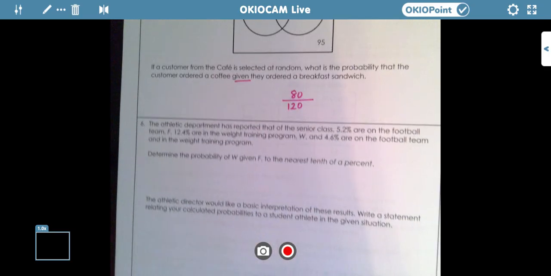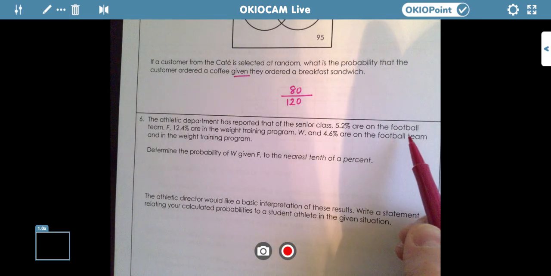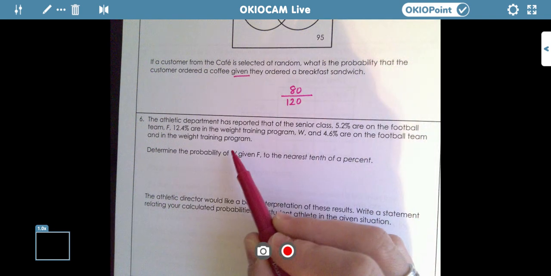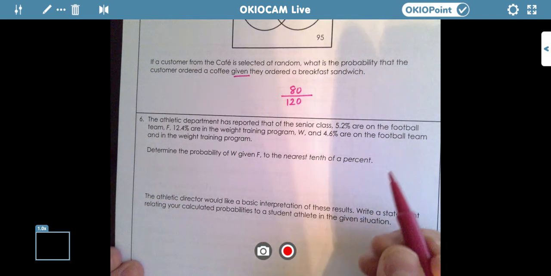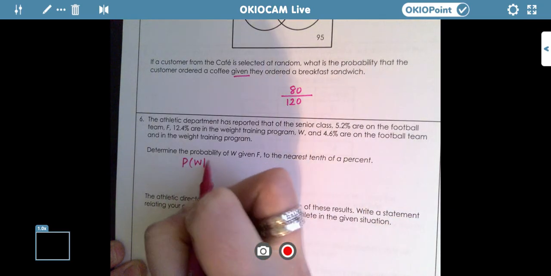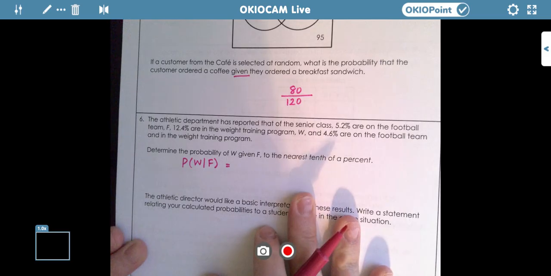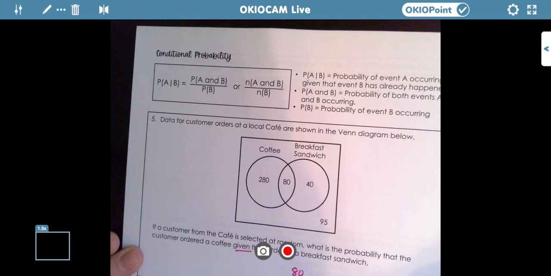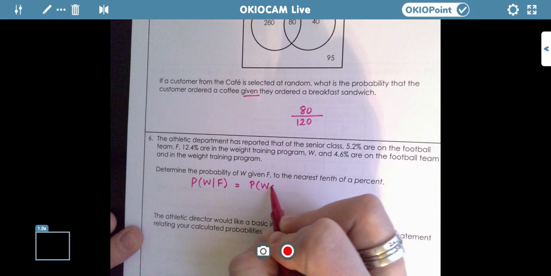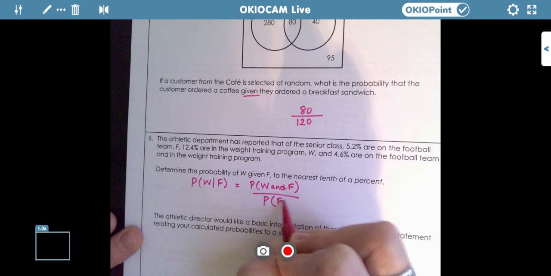All right, let's look at this in terms of percents. The athletic department reported that of the senior class, 5.2% are on the football team, 12.4% are in the weight training program, and 4.6% are on the football team and in the weight program. Determine the probability of W given F to the nearest tenth of a percent. I like to write it out so I can see it. The probability of W given F equals, following this formula up here, the probability of W and F over the probability of the given, the probability of F, the second one.